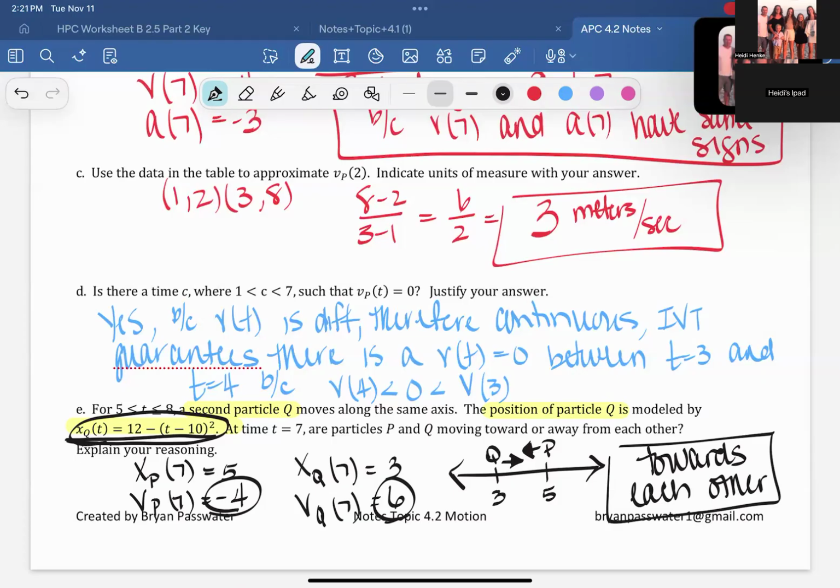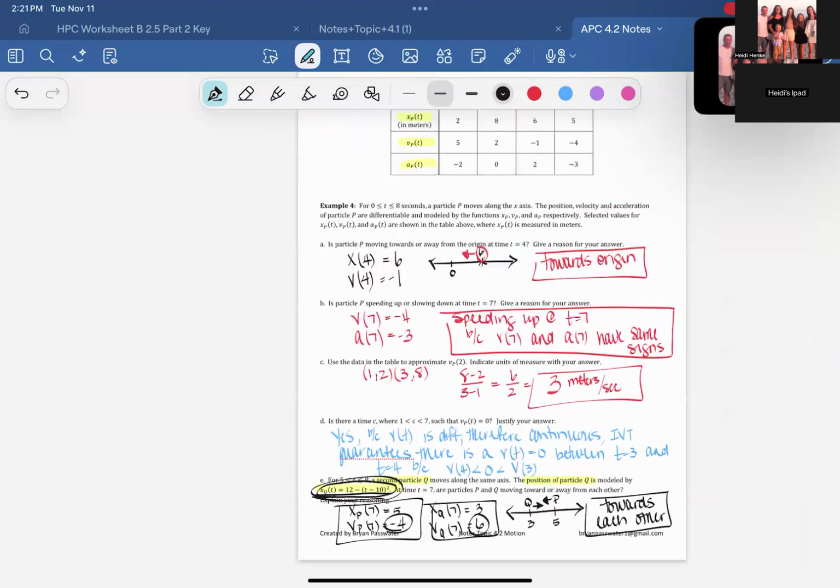These came straight from the chart above. These came from using the given equation right here. 3 came from plugging in 7. 6 came from plugging in 7 to the derivative of that, which you could do in your calculator or by hand. All right, and I'm done.